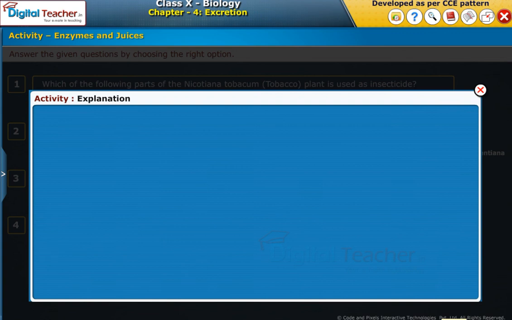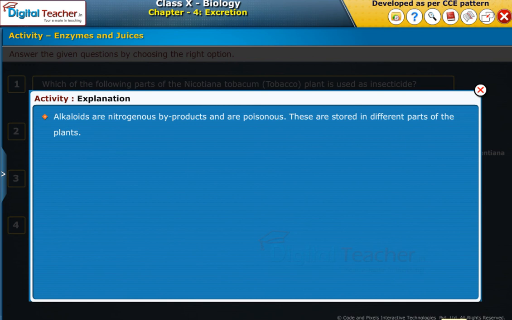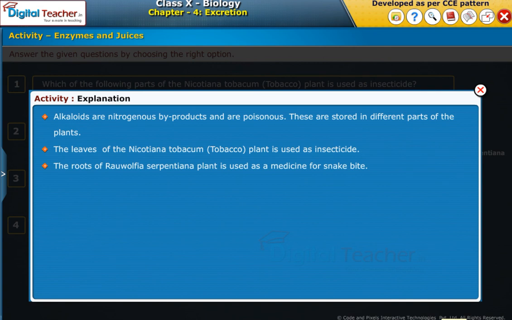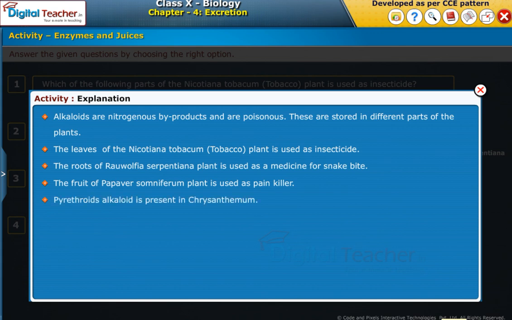Explanation. Alkaloids are nitrogenous byproducts and are poisonous. These are stored in different parts of the plants. The leaves of the Nicotiana tabacum, tobacco plant, are used as insecticide. The roots of Rauwolfia serpentina plant are used as a medicine for snakebite. The fruit of Papaver somniferum plant is used as painkiller. Pyrethroids alkaloid is present in chrysanthemum.